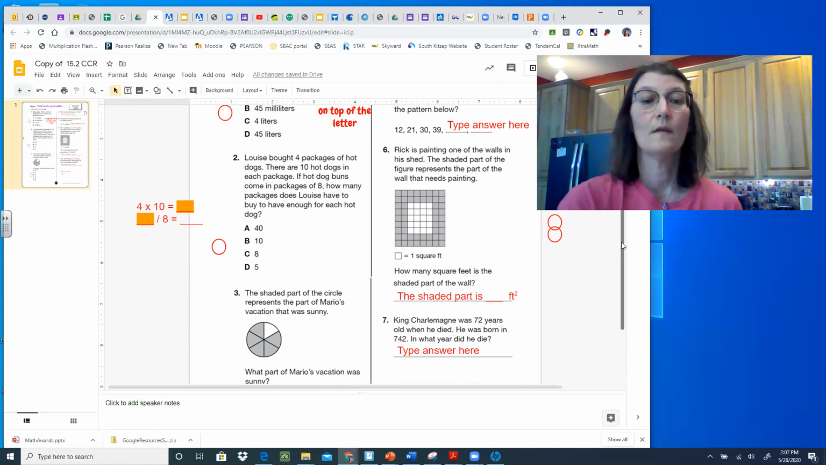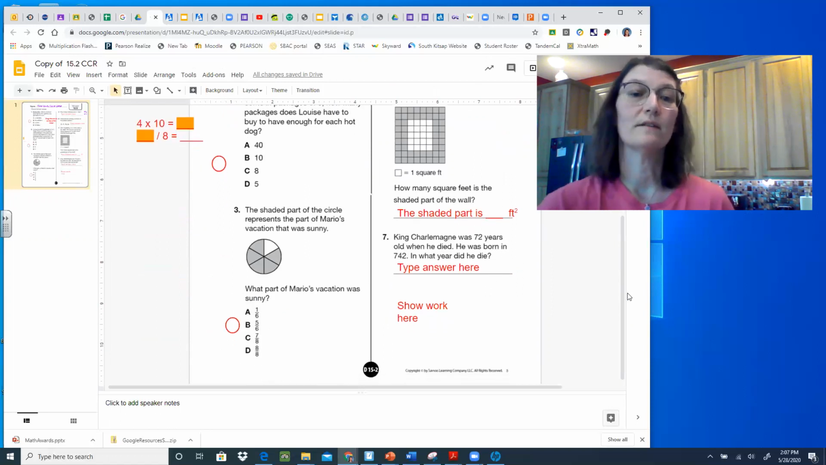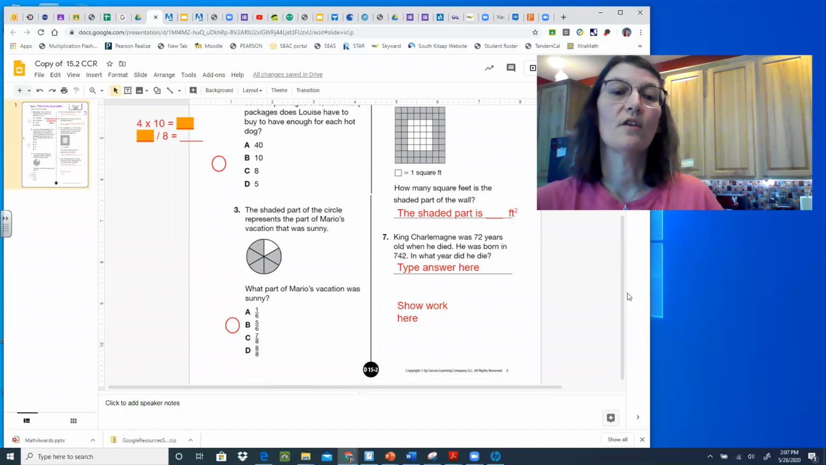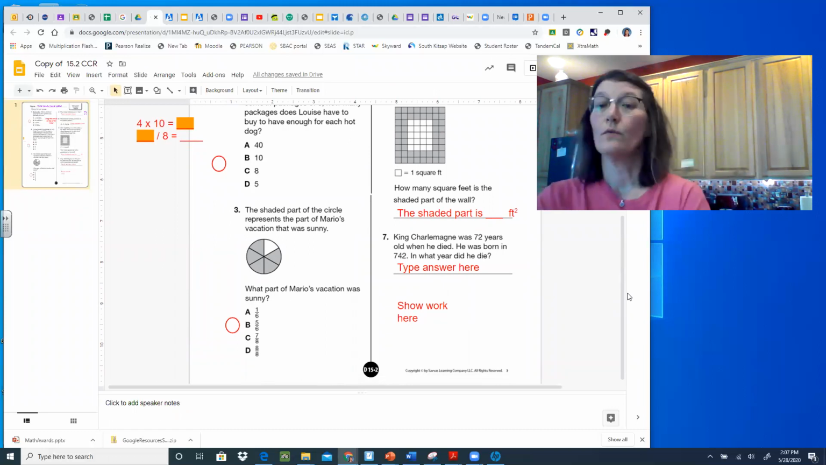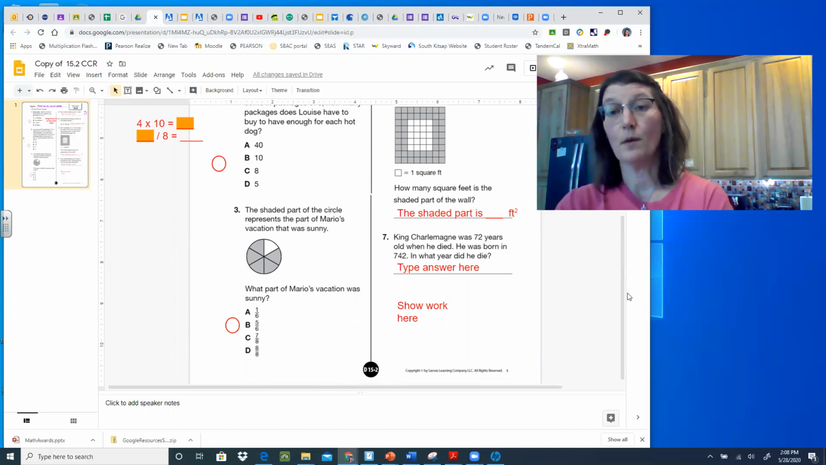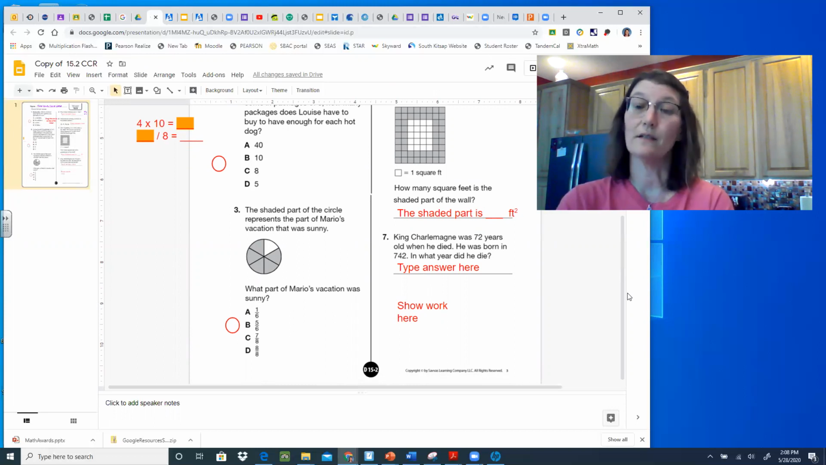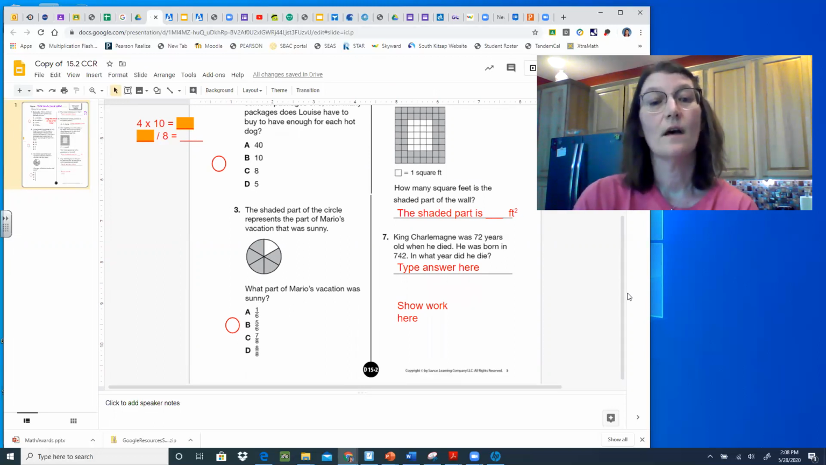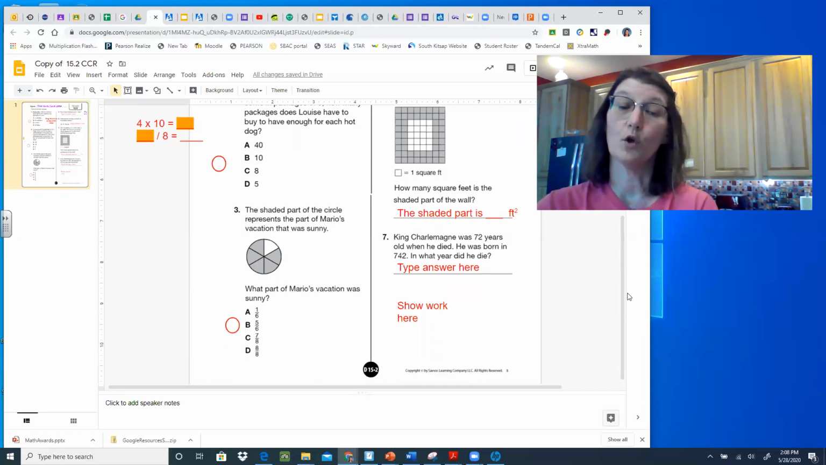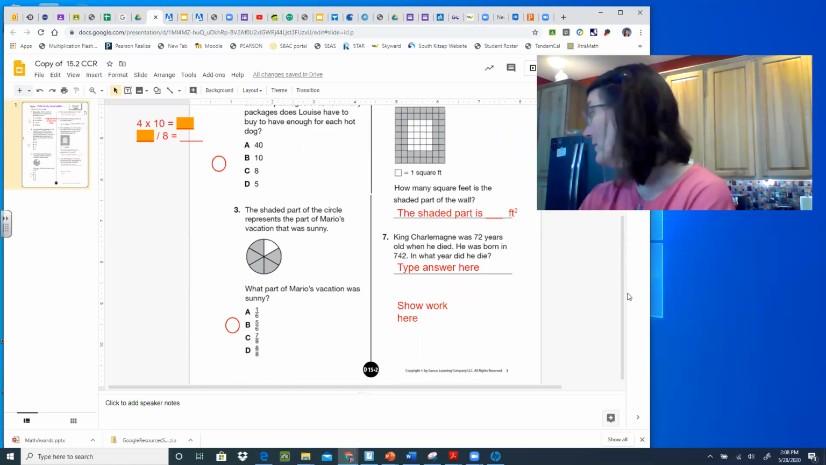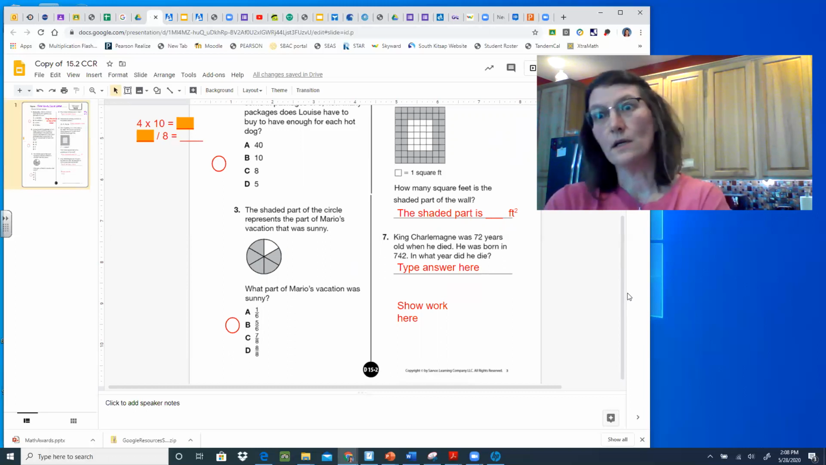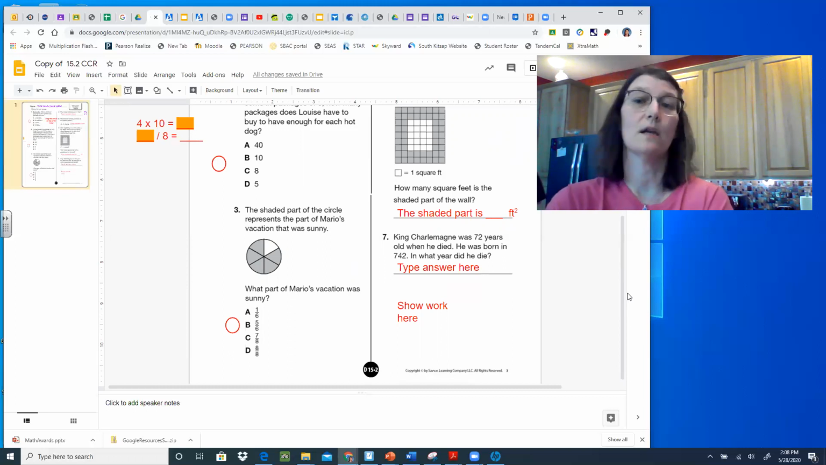Number 3, the shaded part of the circle represents, that means stands for, the part of Mario's vacation that was sunny. So first find your denominator, that's your bottom number in the fraction. Count how many slices are in that pie graph. Then it says sunny is the shaded part. So count up the total number that are shaded. That's going to be your numerator or your top number in a fraction. And in a moment, you're going to see Brian. He's coming to get some of the amazing cake that he made.